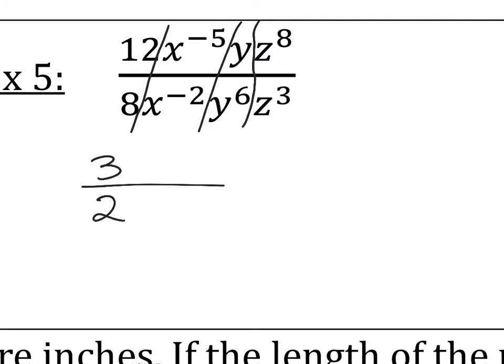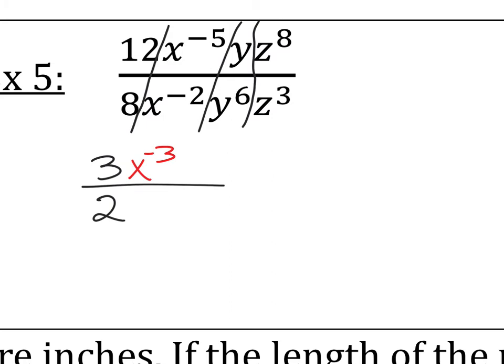Now I'm going to go letter by letter. X to the negative 5 divided by x to the negative 2 is going to be x to the negative 5 minus negative 2. But minus a minus is plus. So what's negative 5 plus 2? Negative 3. Okay, I'm going to leave it right there for right now because I'm showing my work.